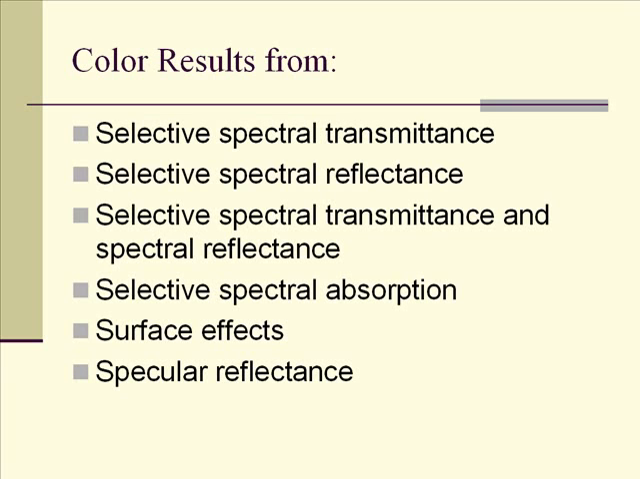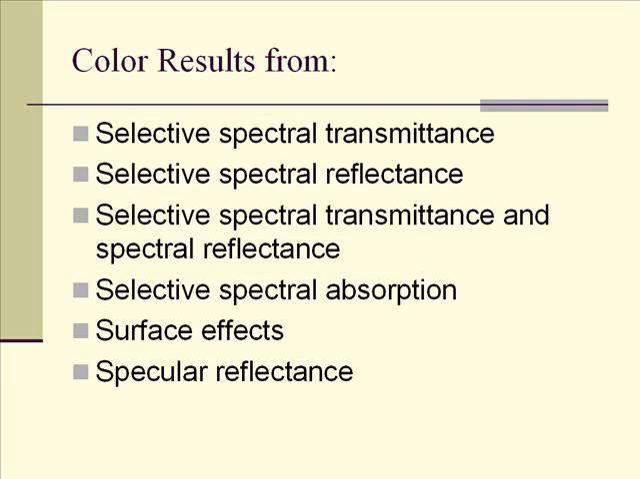Selective spectral absorption, so that's where it's absorbing certain wavelengths of light. Surface effects and specular reflectance. Remember we talked about how light bounces off the surface. If it has a shiny surface, it'll interact with light differently than if it has a matte finish surface. Remember which one, a matte finish or a shiny surface, looks lighter, given everything else being the same? Shiny surface or matte finish?